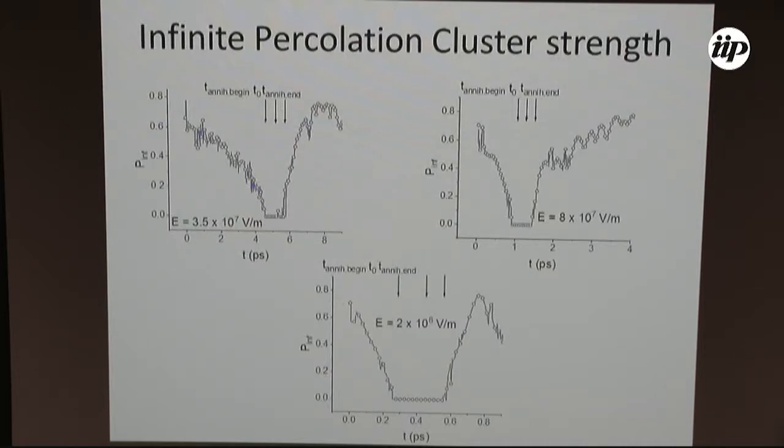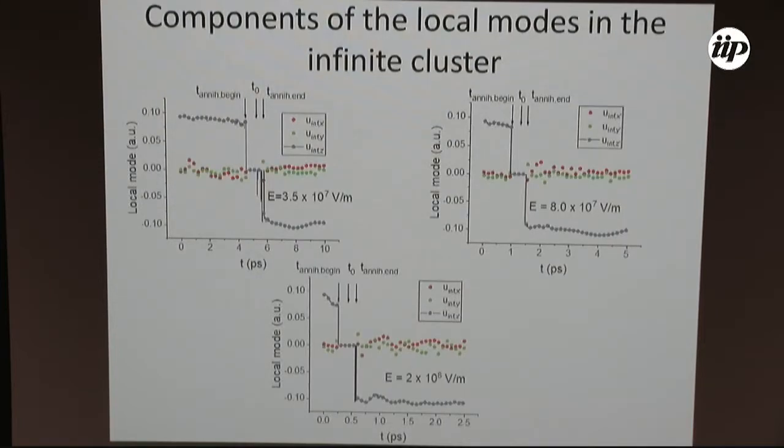Here we calculated the infinite percolation cluster strength versus time. What is happening is that the strength decreases, then vanishes, then stays vanished, and after some time starts increasing and reaches its previous value. The same is true for other magnitudes of the field. Here are the local modes in the infinite cluster versus time. We see that they stay practically constant, so there is no switching inside the infinite cluster.